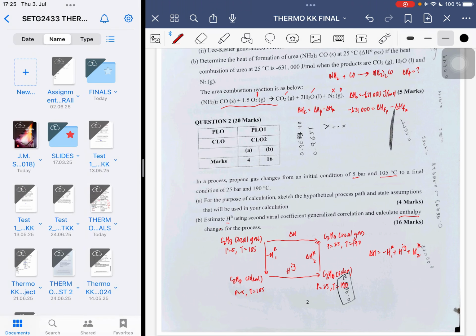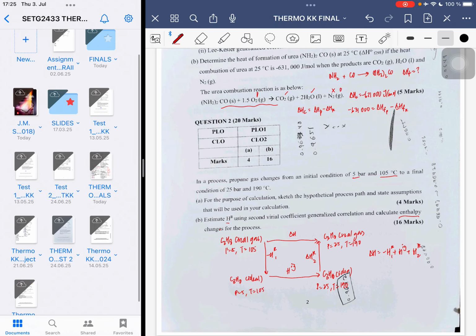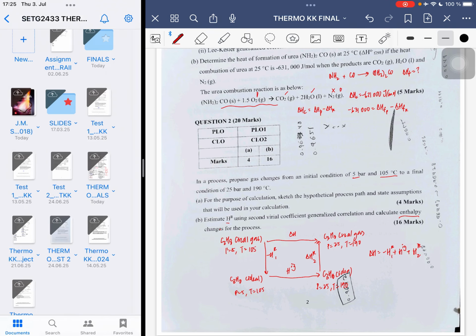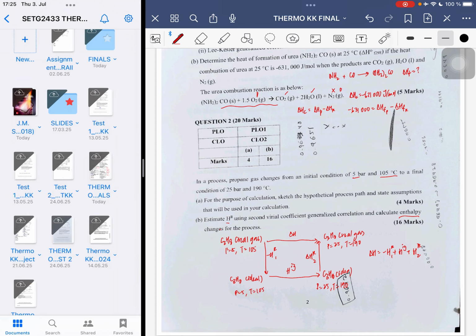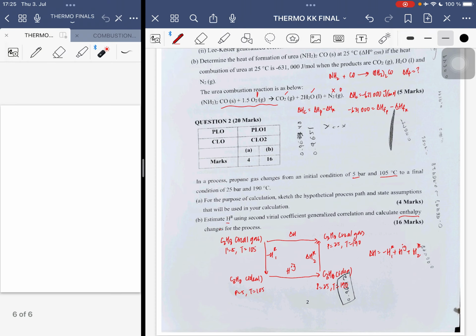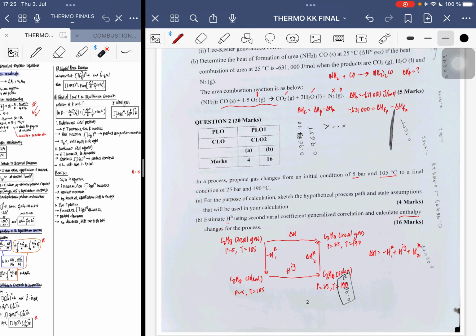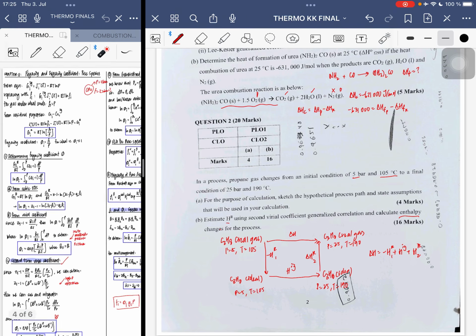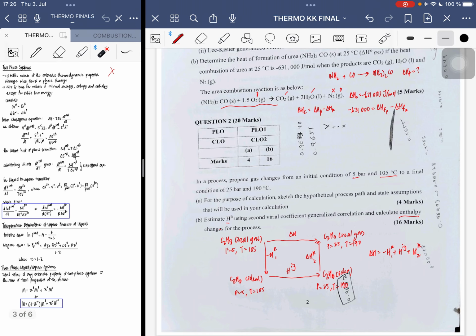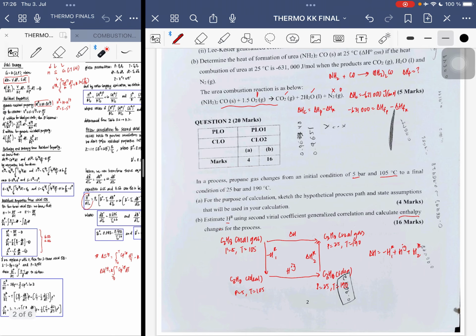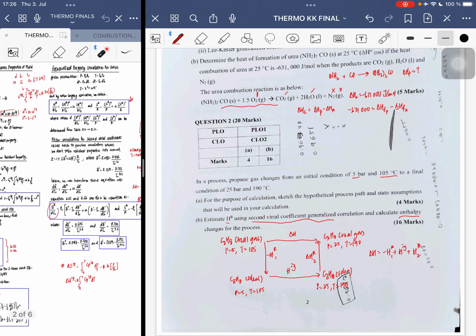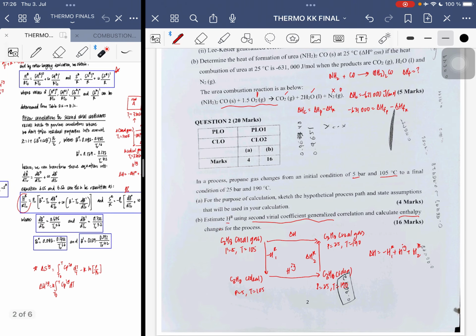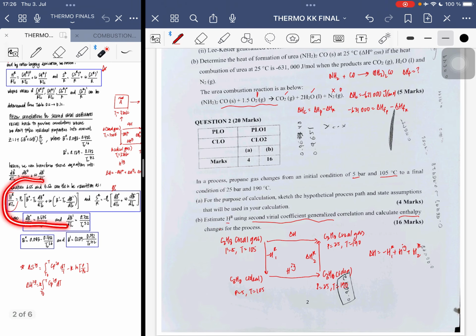Oh my god, wait. Let me see. Slides. For residual property, this residual, no, this is fugacity. Yeah, okay. So they want the second virial generalized coefficient. Second virial would be this one here, this long formula.